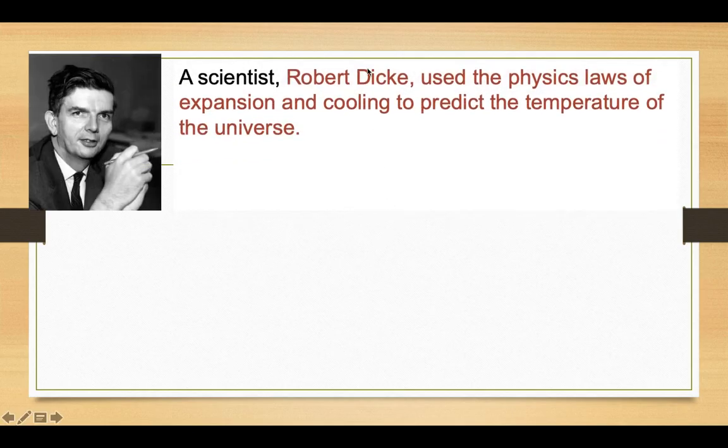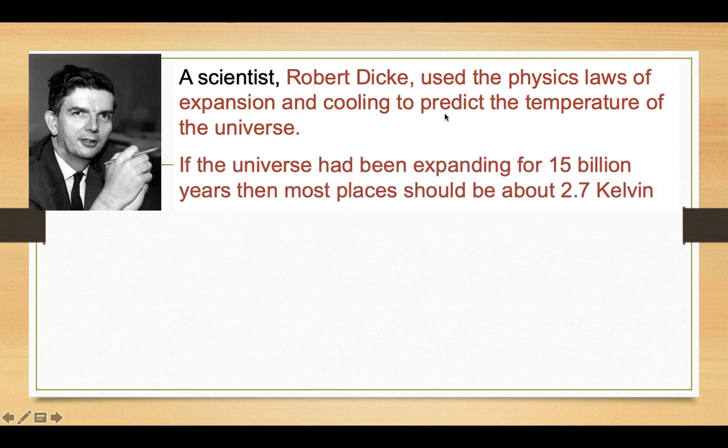So Robert Dicke, yep, that's his name, uses the physics laws of expansion and cooling. This is an established idea at the time, that as something expands, it cools. That's a law of physics that has been established. And so Dicke uses that to predict the temperature of the universe. If the universe has been expanding for 15 billion years, then most places in the universe should be 2.7 Kelvin.